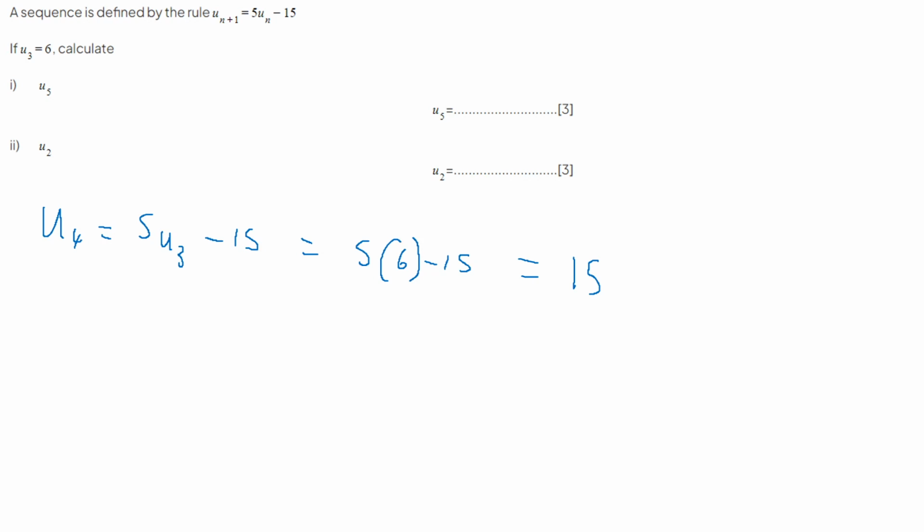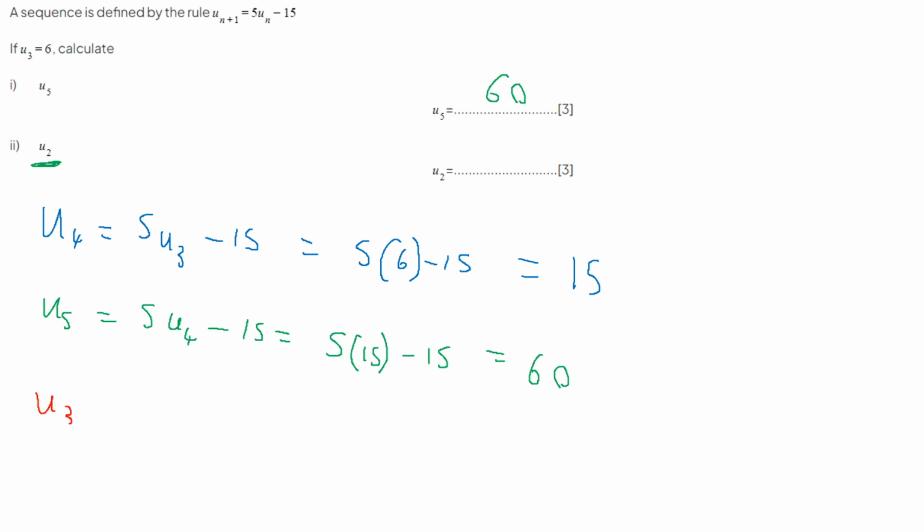Same with the next value. u5 is going to be equal to 5 times u4 minus 15, which is the same as 5 times 15 minus 15, which is equal to 60, so our answer is 60. However, u2, we're going to have to write slightly differently, because we know what u3 is. How would we write u3? u3 is going to be equal to 5 times u2 minus 15.